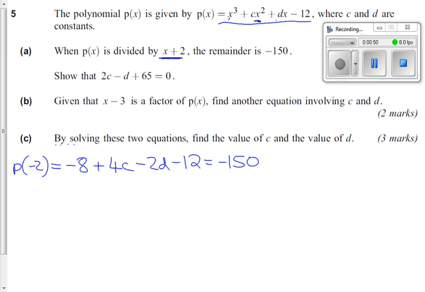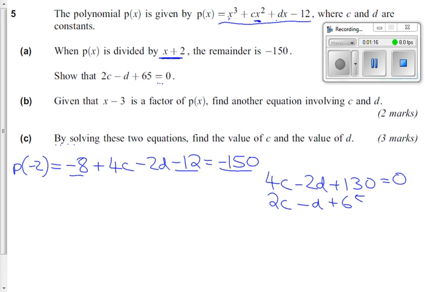So that equals minus 150. Well, just tidying up a tiny bit. Look, we've got 4 c's, minus 2 d's, and the numbers here, I've got minus 8, minus 12, that's minus 20. Add the 150 to each side, means I've got plus 130 equals 0. Not quite what they gave us, but look, just divide it by 2, and you're there. So that's the first of our 2 simultaneous equations.